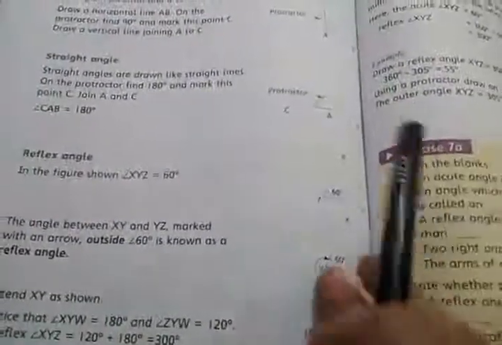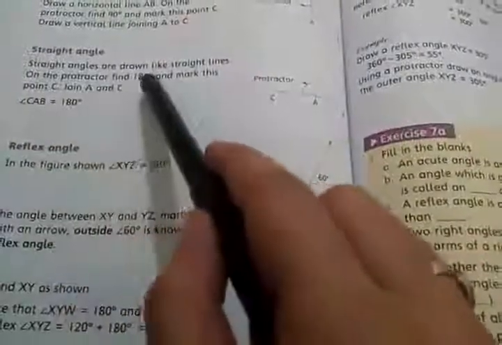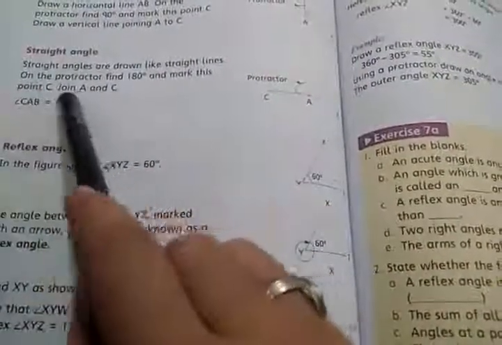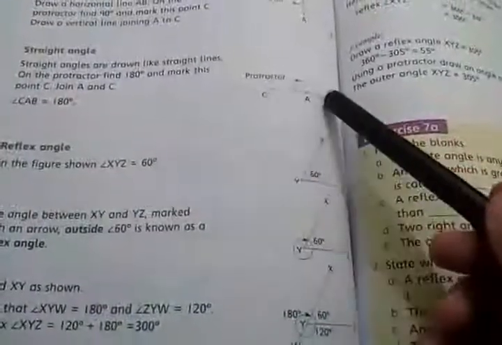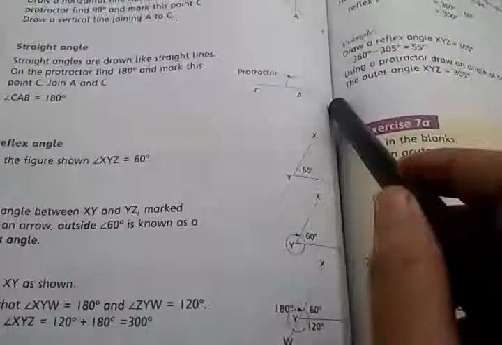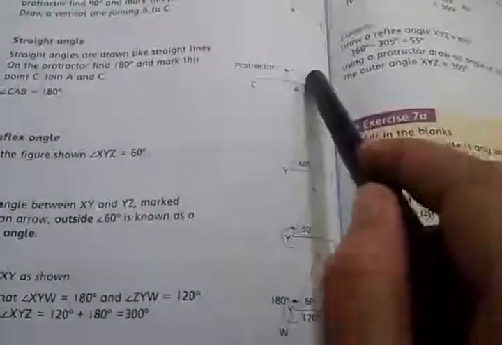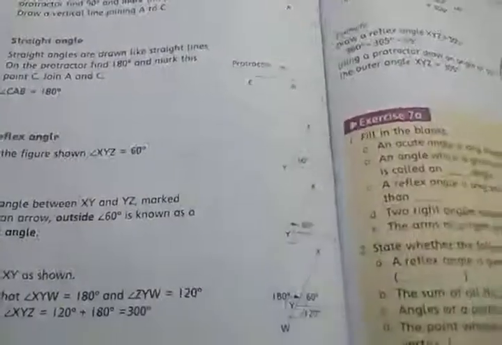Next is the straight angle. Straight angles are drawn like straight lines on the protractor. Find 180 degrees and mark this point C, join A and C. We can easily draw a straight angle. We have to draw a straight line and find 180 degrees on the protractor, and then we have to point these names.